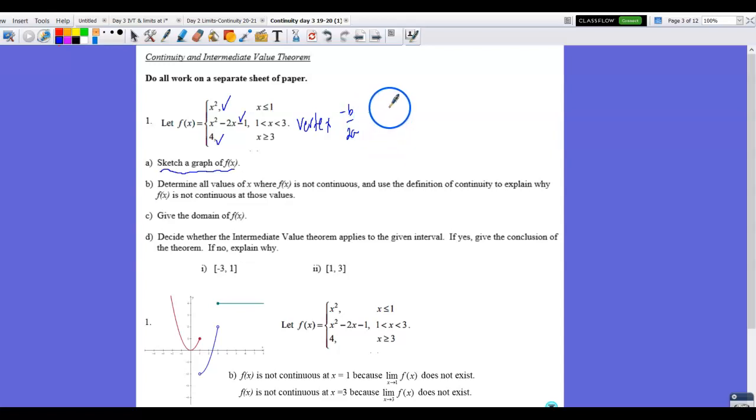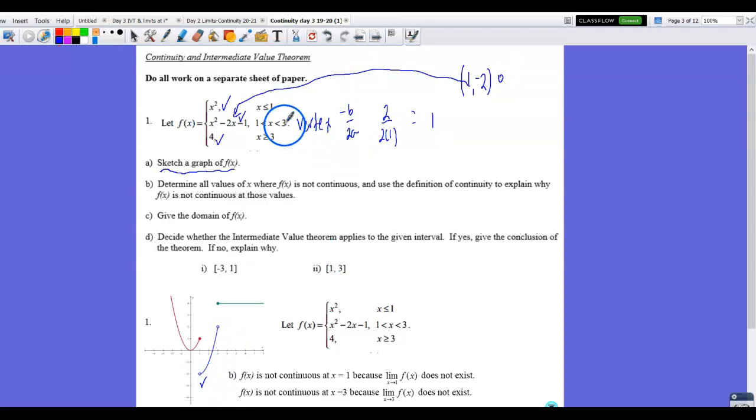If I do negative b over 2a, I'll have the opposite of negative 2, which is positive 2, over 2 times 1, which is 2, and 2 divided by 2 is 1. So the x coordinate of the vertex is 1. To get the y coordinate, I substitute that into the function itself: 1 minus 2 is negative 1, minus 1 is negative 2. So the vertex lies at (1, negative 2), and because there's no equal to on that inequality, that's going to be an open circle, and that's where I got that piece right there.